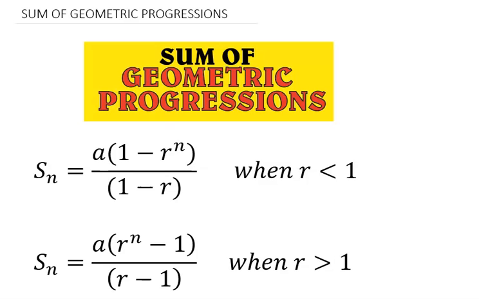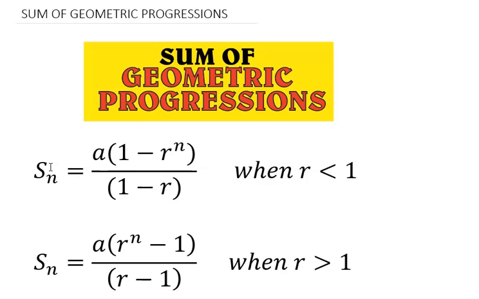As you can see on the screen, in our previous videos we've been able to iron out what A means, our first term, what R means, our common ratio, and N is our number of terms. So Sn is our nth term for sum of GP. If you have not seen those videos, kindly check them out. Now let's dive straight into business.